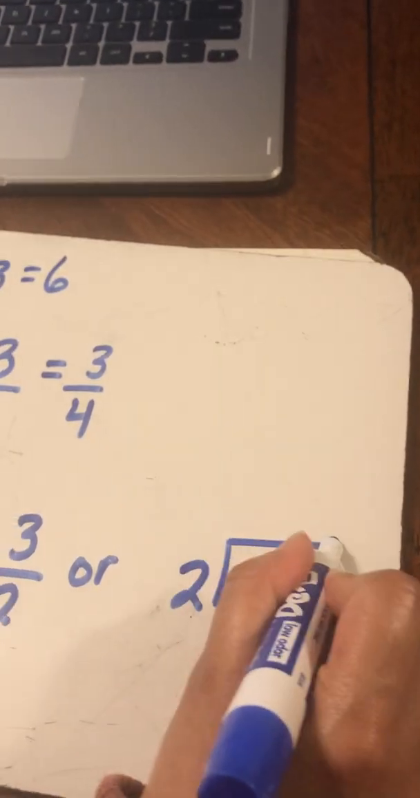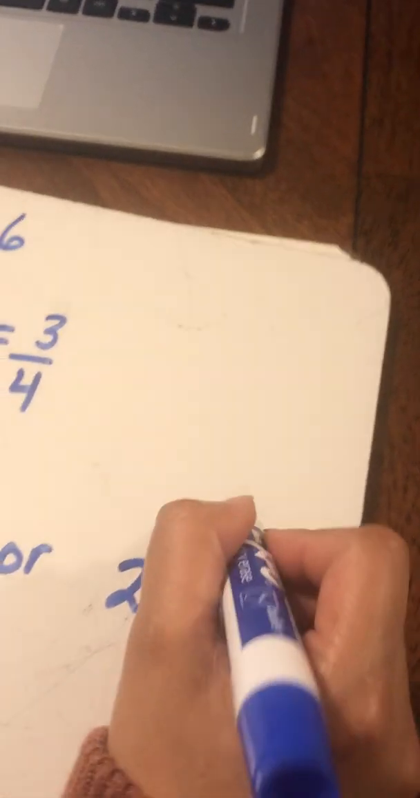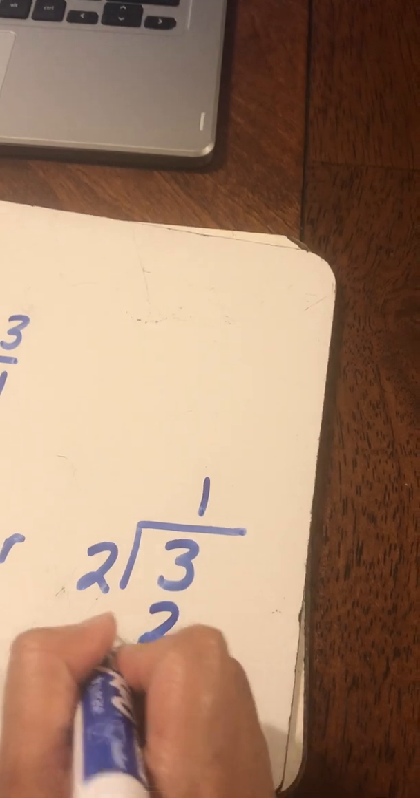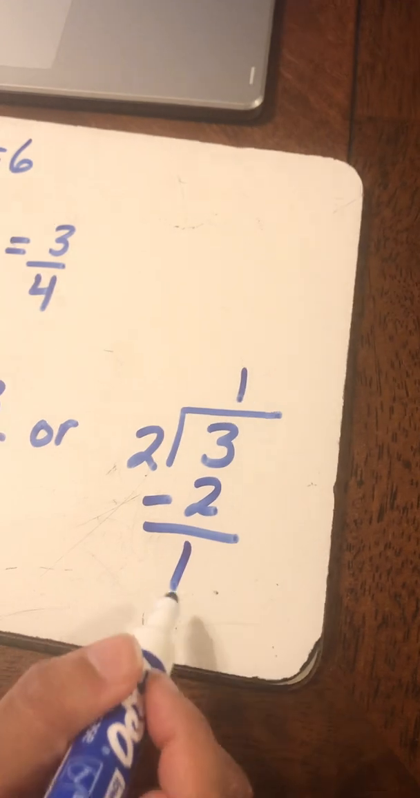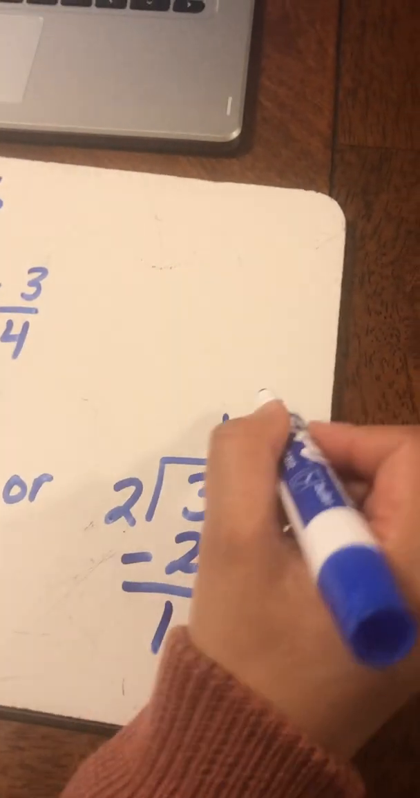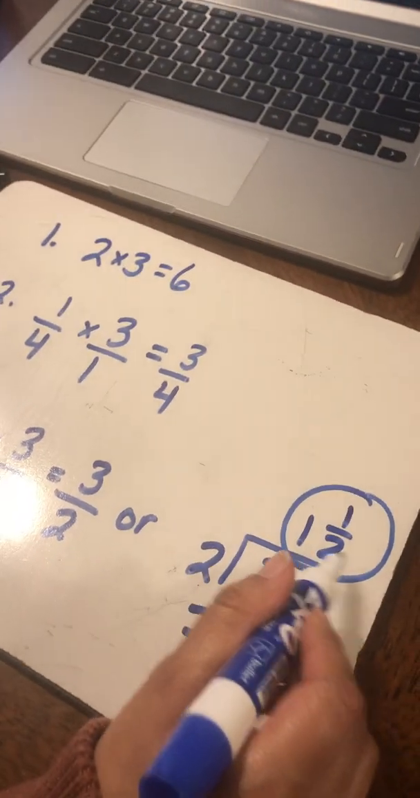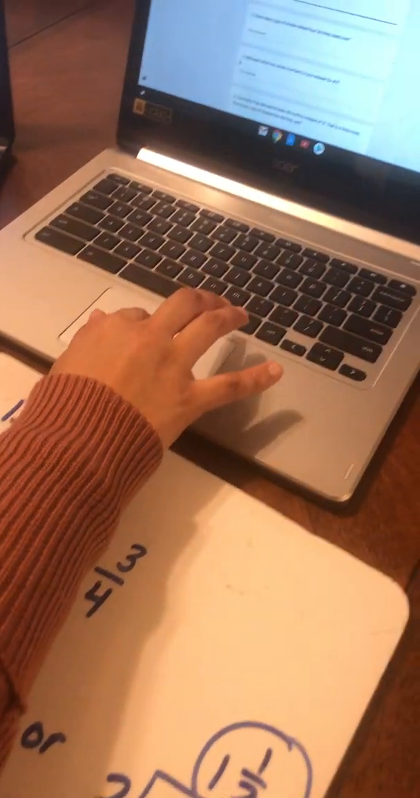So I'm going to do the work on the side. 3 divided by 2. So 2 goes into 3 one time, and then I multiply. 1 times 2 is 2, and then subtract. 3 minus 2 is 1. Now, the remainder 1, I'm going to write it over the divisor to write it as a fraction. So my answer could be 1 1/2 or 3/2. They're both the same thing. So now I fixed this Google form, so now you can write 1 and 1/2.